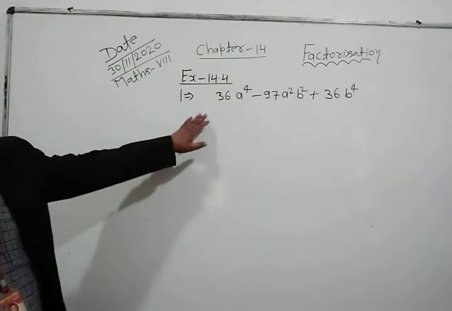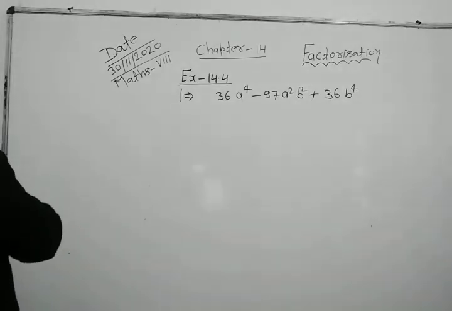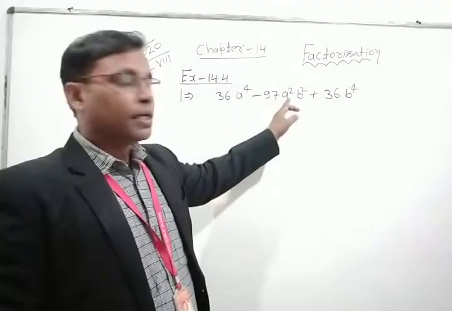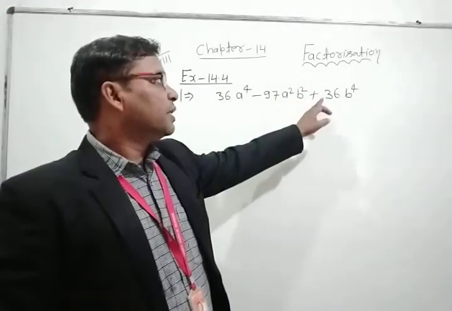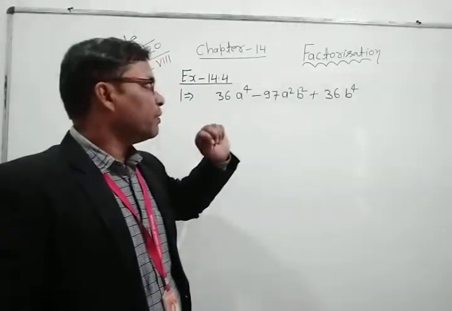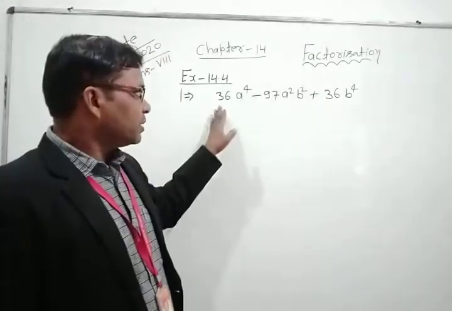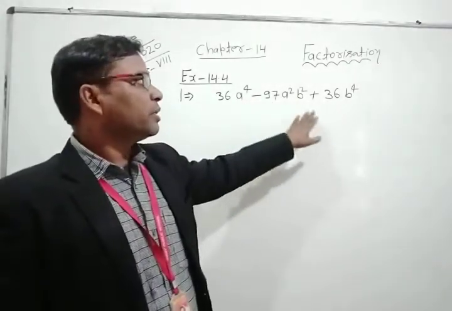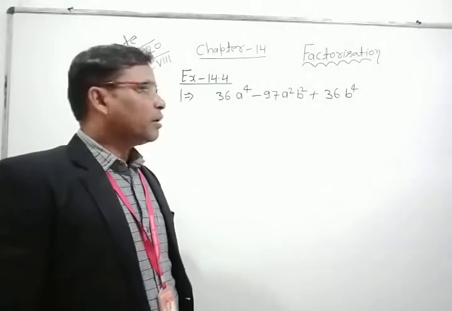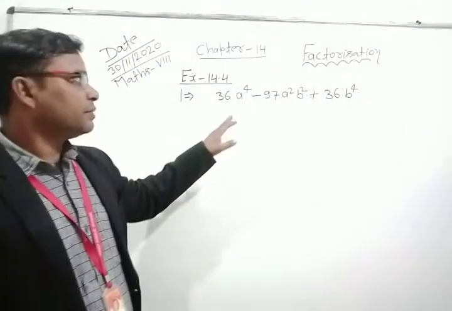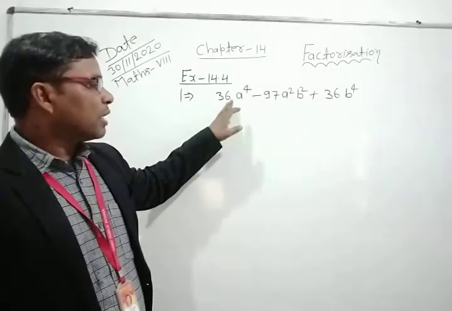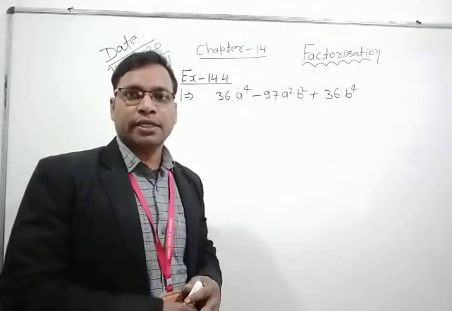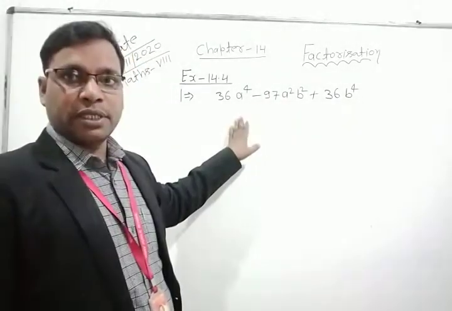The expression given here is 36a^4 minus 97a^2b^2 plus 36b^4. Here you can see this is a trinomial because it has three terms: first term, second term, third term. But there is no common factor between them. So how do we find the factors of this trinomial?